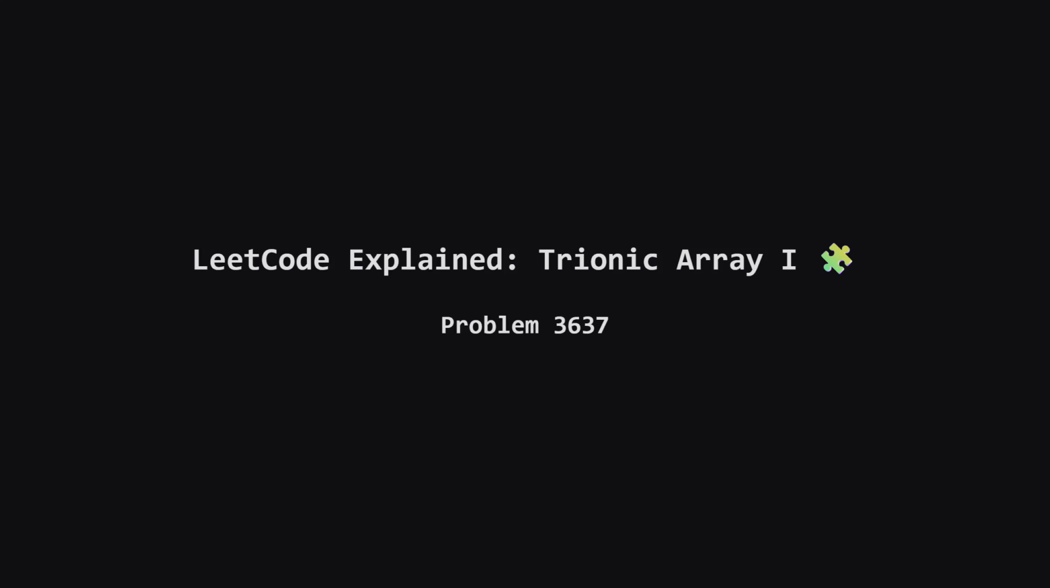Hello and welcome back. Today we're tackling Leetcode problem 3637, Trionic Array I. This sounds super technical, but it's actually just about looking for a specific shape in our data. If you can visualize a mountain range with a valley, you're halfway there. Let's break it down together.